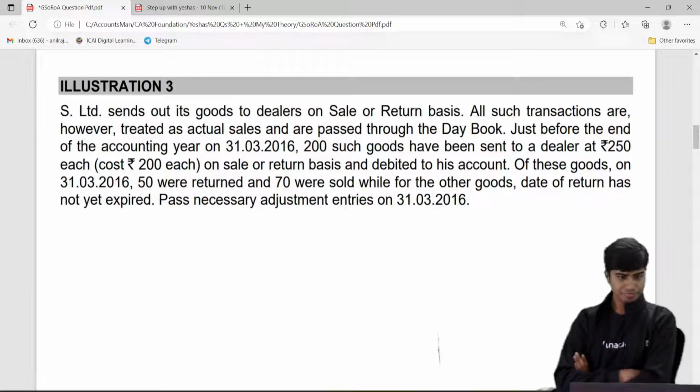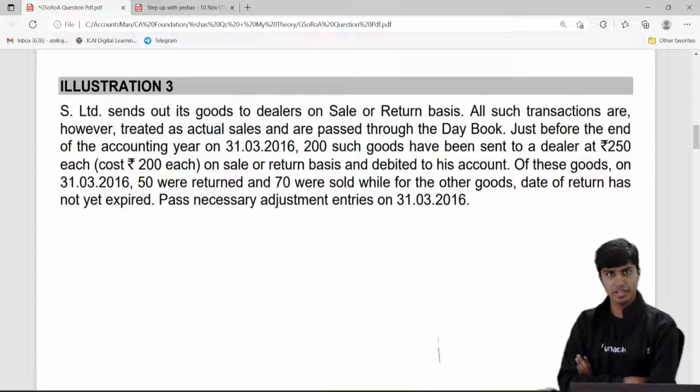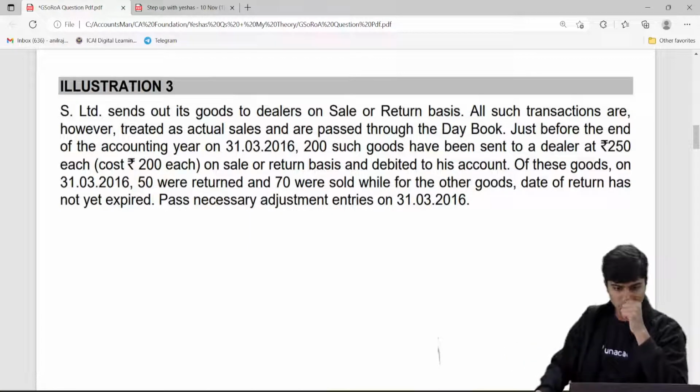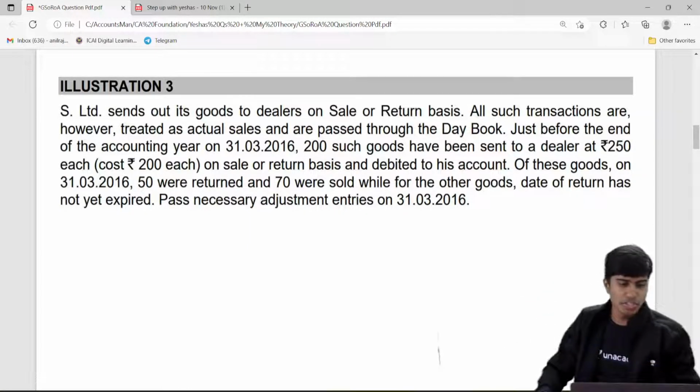Let's start reading. S Limited sends out its goods to dealers on sale or return basis. That's pretty much expected. All such transactions are however treated as actual sales. Very optimistic. Are passed through day book. Definitely. That's the place where you pass from. Just before the end of the accounting year, 31st of March 2016, 200 such goods have been sent to a dealer at 250 rupees each.